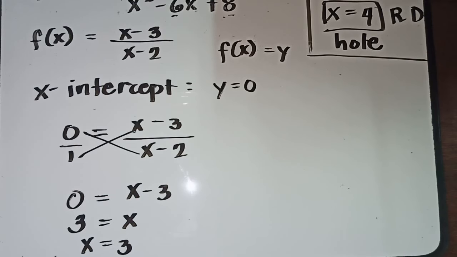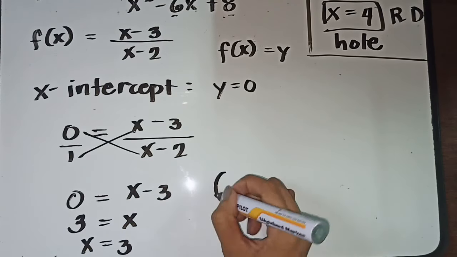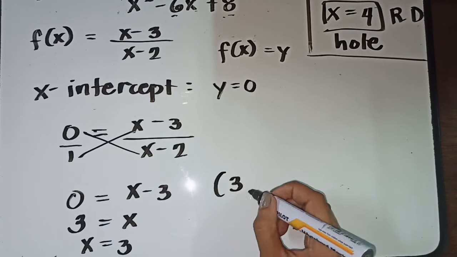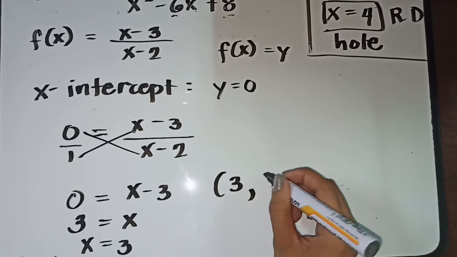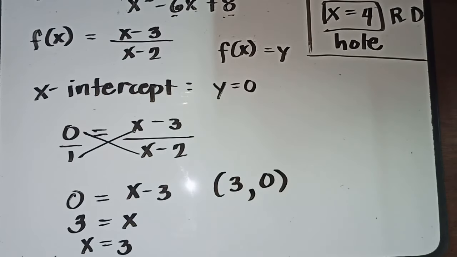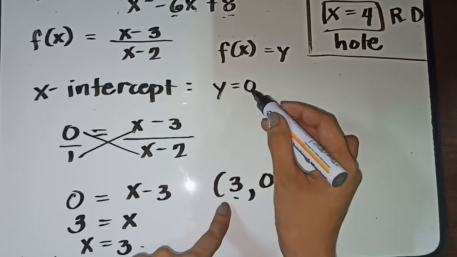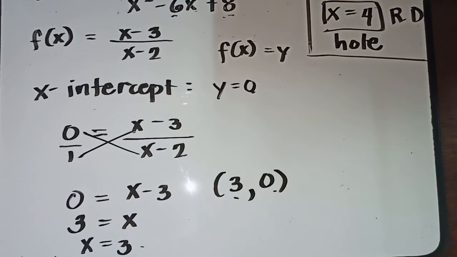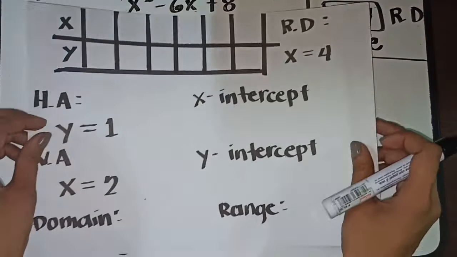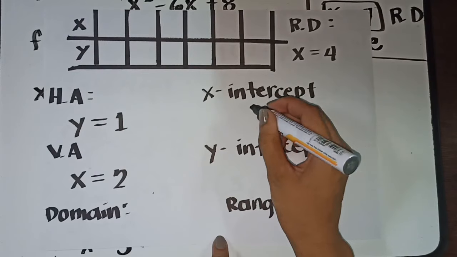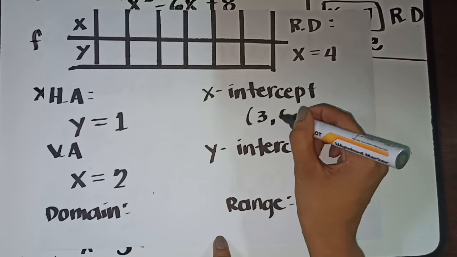Okay, so the X intercept is, ano yung value ni x? So, that is 3. And yung value ni y, which is 0. Again, the X intercept is kung ano yung nakuha nating value ni x, which is 3, at yung value ni y, which is 0. So, our X intercept now is 3 and 0.